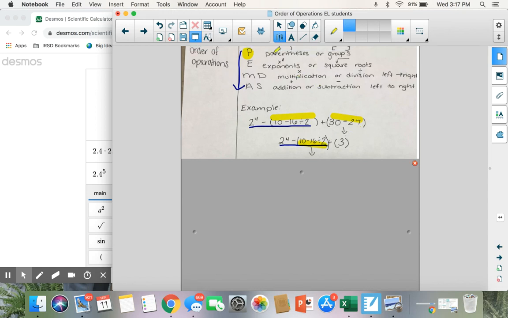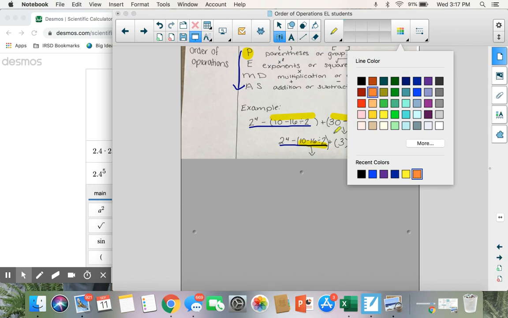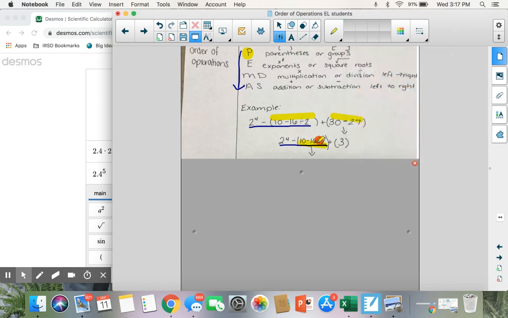Now within that set of parentheses, I notice that I have multiplication, I have division, and I have subtraction. According to my order of operations, division comes first. So the actual first thing that I'm going to do within these parentheses is that piece of division right there, because according to this, I do parentheses, exponents, multiplication and division, and then addition or subtraction. So when I work that out, 16 divided by 2 is 8, right there.